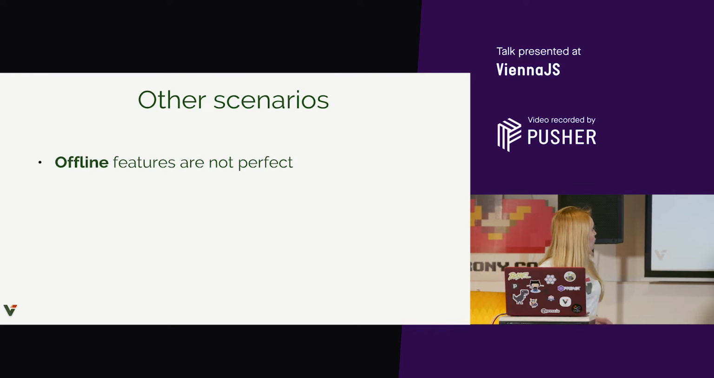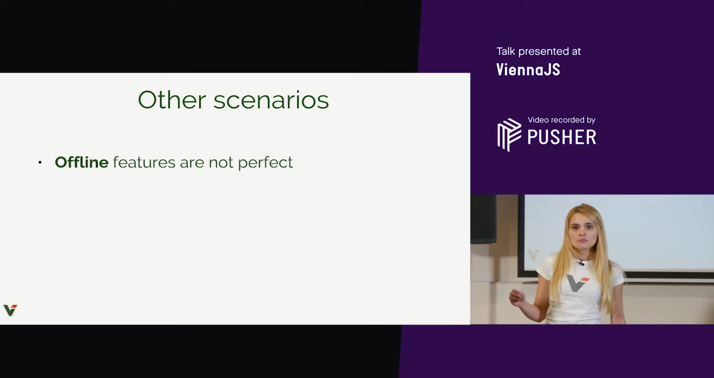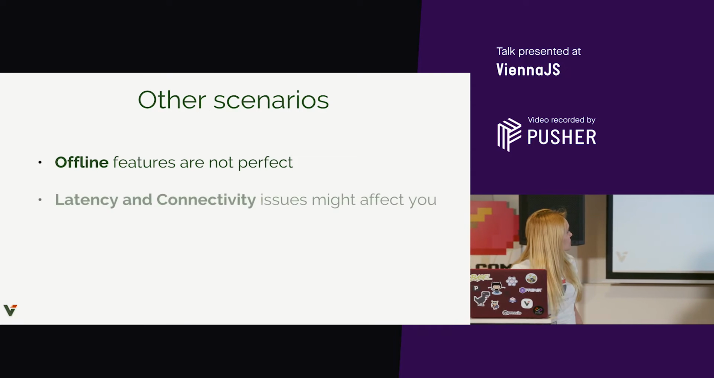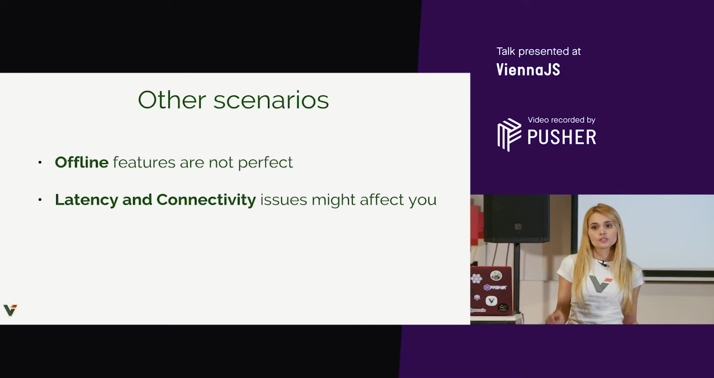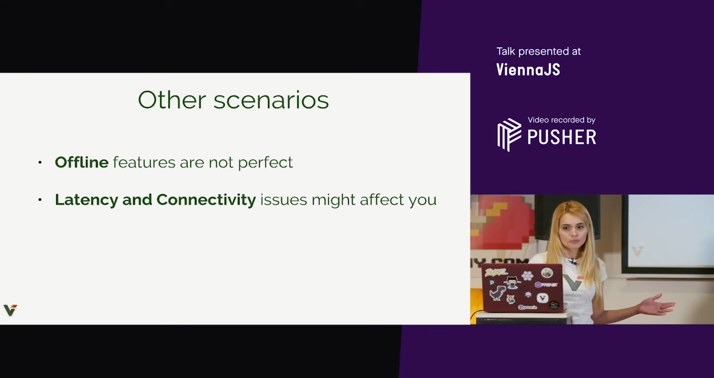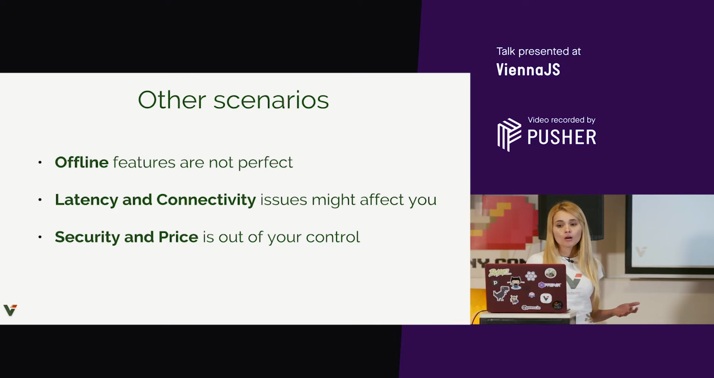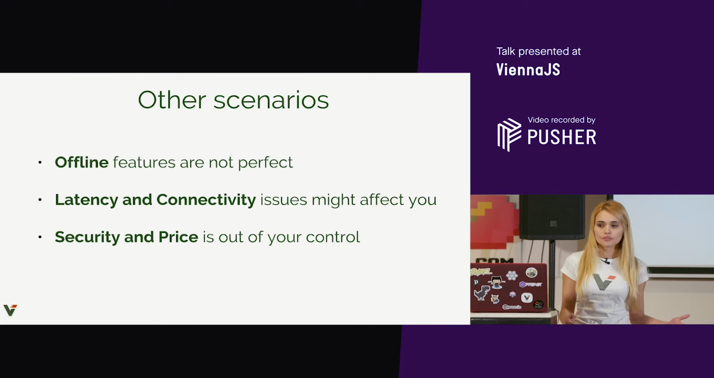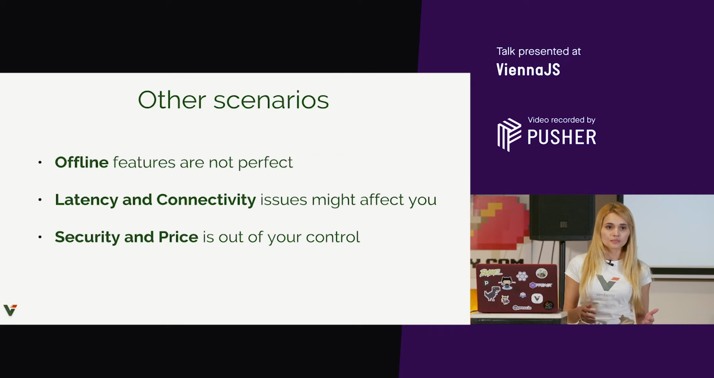Other scenarios: the offline feature. It was introduced in NPM 5, but it's not as good as we expected. I am going to talk about it later. Latency and connectivity issues might affect you, so you need a good internet connection to use NPM and install your packages. Security and prices are out of your control. If you really care about the security of your packages, you cannot rely on third-party companies to do the security for you. And even if you trust them, who knows what the price is going to be tomorrow.